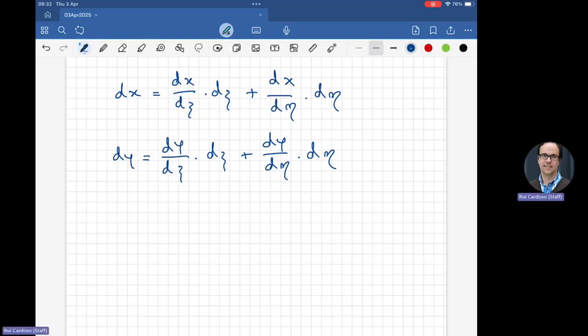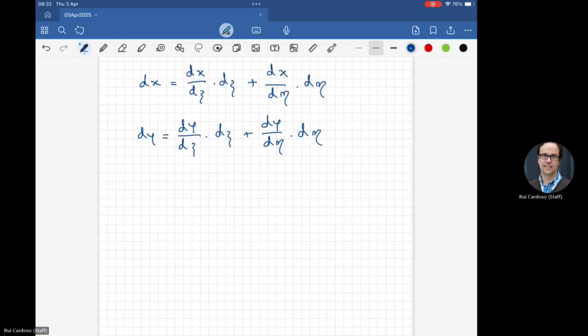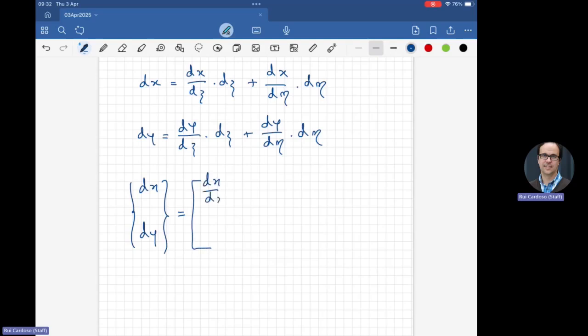Okay. Now, why are we doing this? The reason is that I can, in fact, put this in matricial form. I can say dx, dy equals this matrix: dx/dxi, dx/deta, dy/dxi, dy/deta, and this will multiply the increment in the xi direction and the increment in the eta direction.